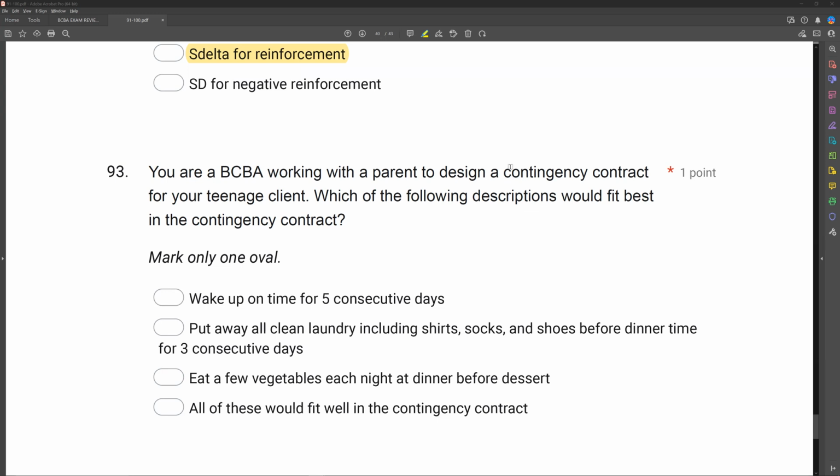to do, right? Especially with the contingency contract, which is going to be a signed document for a client. You want your descriptions to be very, very clear, okay? And let's look at why. So we're going to find the following description, which is going to fit best in the contingency contract. So A, wake up on time for 5 consecutive days.